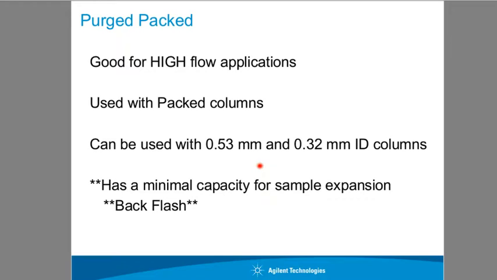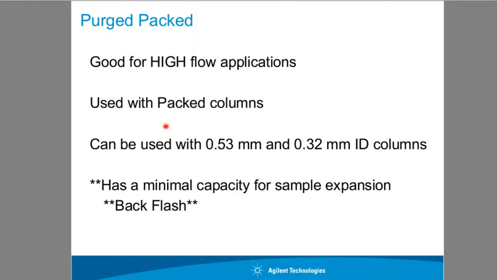So the smaller IDs have a smaller volumetric flow to push the gas through there. So your sample moving through the inlet moves a lot slower, gets onto the head of the column a lot slower, focus is not nearly as good, and you could start off with broad peaks.